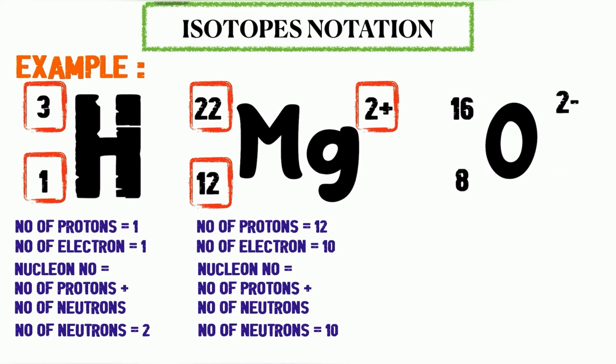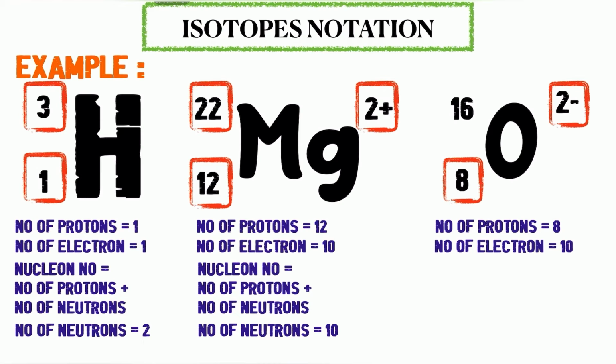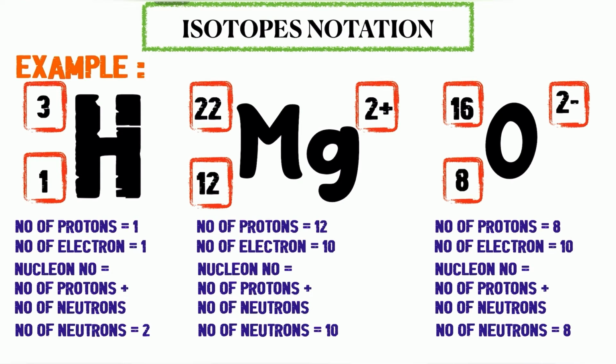The last one, O 2 minus. The number of protons is 8, but it is a negative ion. The charge is 2 minus, so it has 2 more electrons. So the number of electrons is 10. And the number of neutrons, 16 minus 8, is 8.